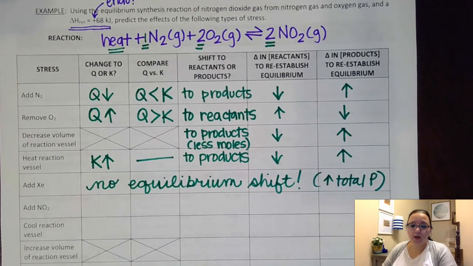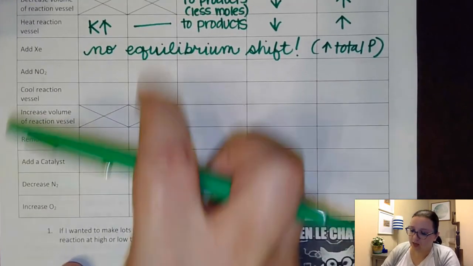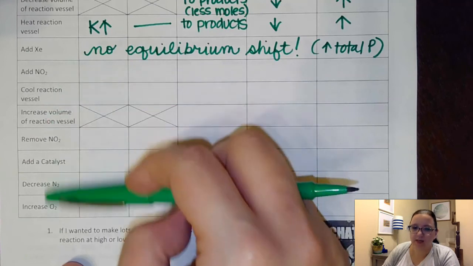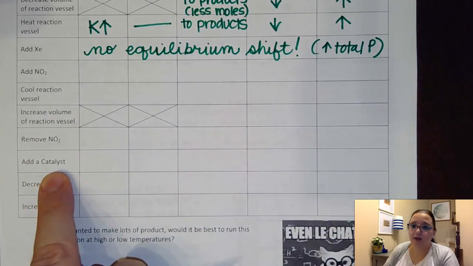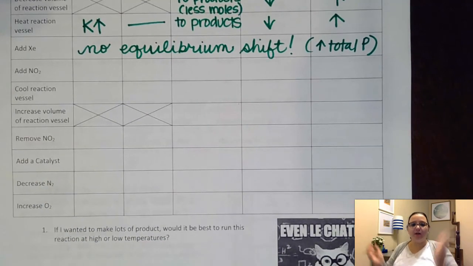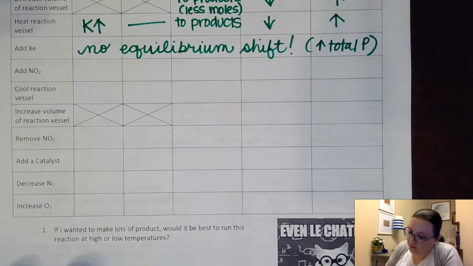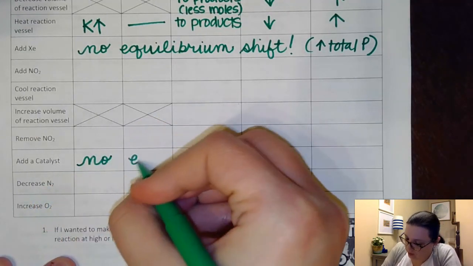Okay. There is one other one on here that is a trick that we haven't talked about yet. If you look through these, you probably notice that it stands out because we haven't talked about it, and that is adding a catalyst. Think back to what a catalyst did. A catalyst increases the speed of a reaction. It doesn't change the amounts of anything, just increases the speed. Basically it allows our seesaw to balance faster. So this one is a trick question and it would cause no equilibrium shift.